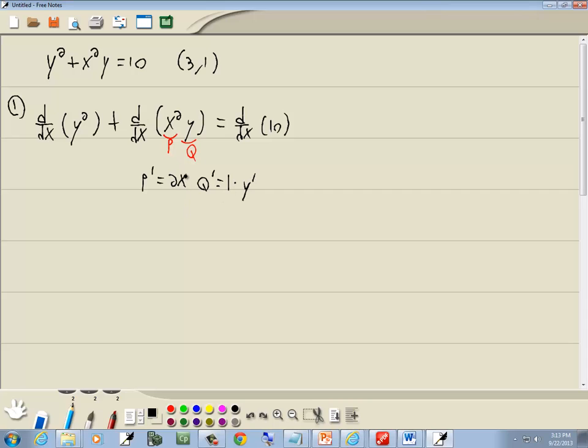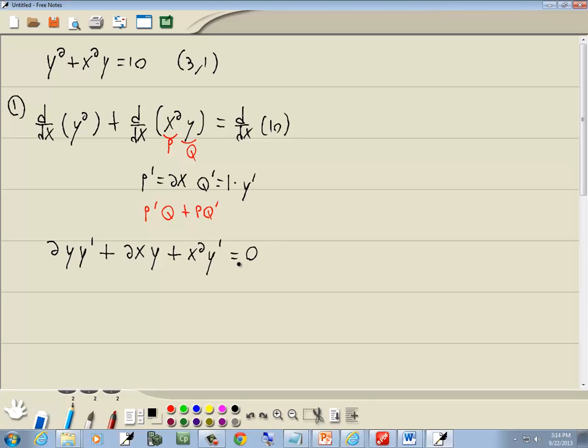Again, whenever you take a derivative with respect to x and it's really y, you have to add on y prime. Our formula is p prime q plus p q prime. So the derivative of y squared is 2y, but then we have to add on a y prime, because again, we're taking the derivative with respect to x and it's really a y. Plus p prime, which was 2x, times q, which is y, plus p, which is x squared, times q prime, which was y prime. Now let me double check that. Okay. And the derivative of 10 is 0.